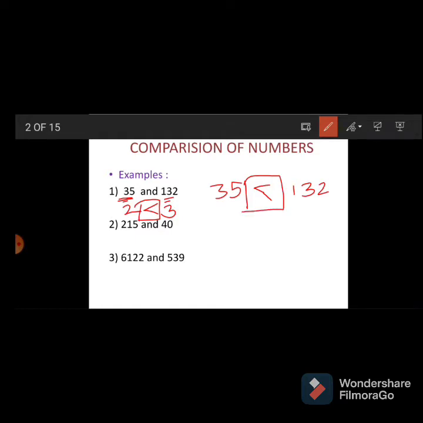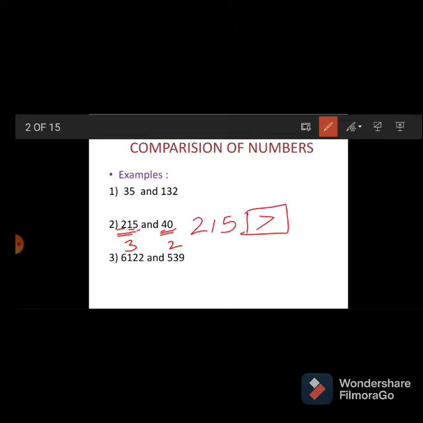See the second example, 215 and 40. Between 215 and 40, which is greater? Check the number of digits. Here 1, 2, 3: 3 digits. Here 1, 2: 2 digits. Means 215 is greater than 40. See the third example. According to the rule, check the number of digits first: 1, 2, 3, 4, 4 digits, and here 1, 2, 3, 3 digits. 4 is greater than 3, means 6122 is greater than 539. Then see the next examples.